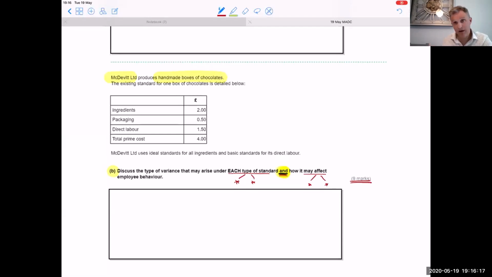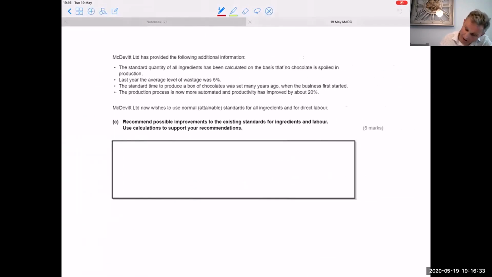So again, I've taken 9 marks, which looks horrid, and I've converted it into 2 marks, which look nice. I can write for 2 marks. 2 marks is 2 sentences. 9 marks, that sounds like an essay. I don't like essays, but I like writing 2 sentences. And then we've got this part here. 5 marks in total. Recommend possible improvements to the existing standards for ingredients and labour.